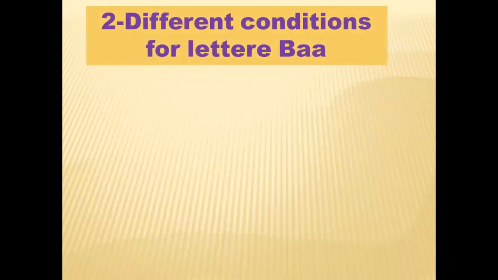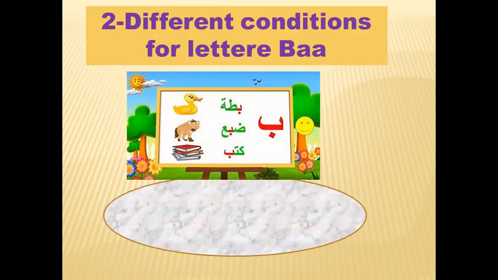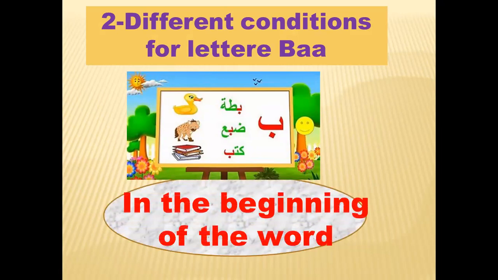Let's go to the second part in our class today to study the different conditions for letter B. B in the beginning of the word, like batta. B in the middle of the word, like daba. B at the end of the word, like kotubon. Let's start with letter B in the beginning of the word, like ba'id.